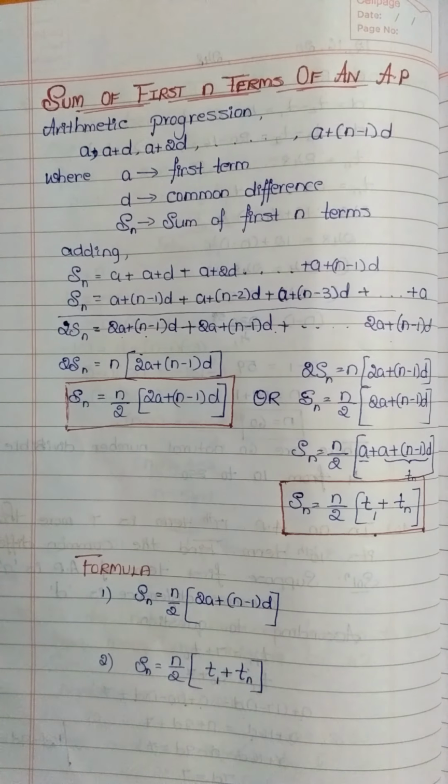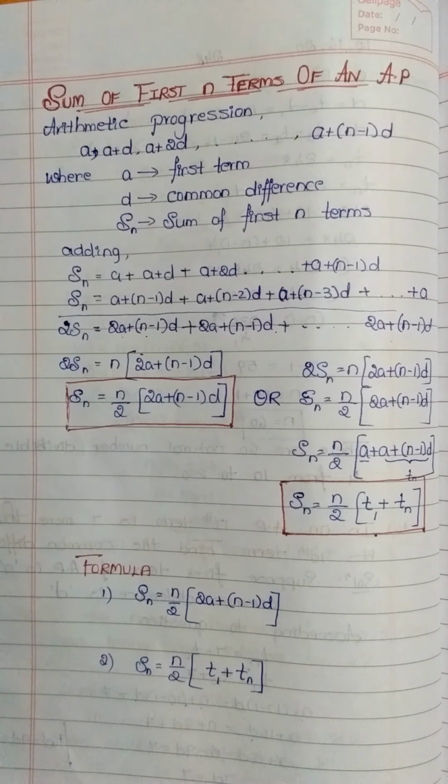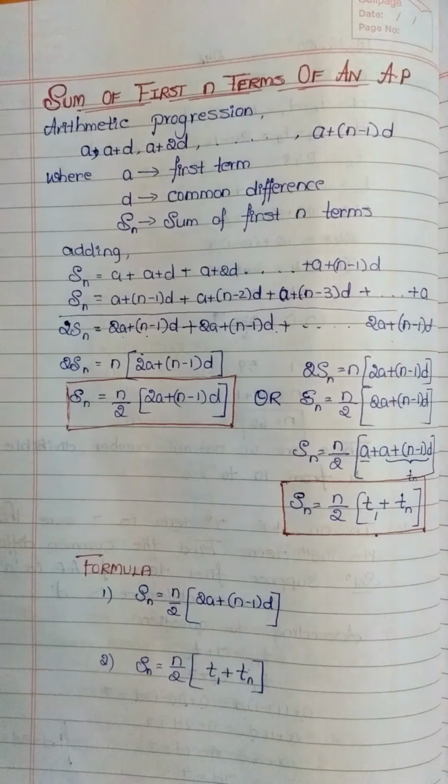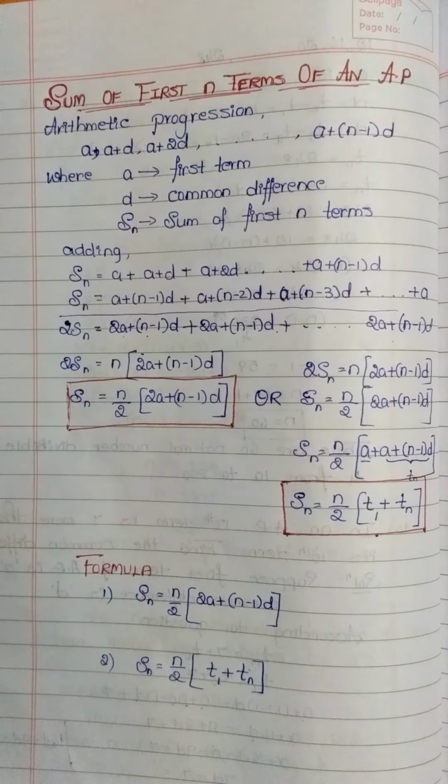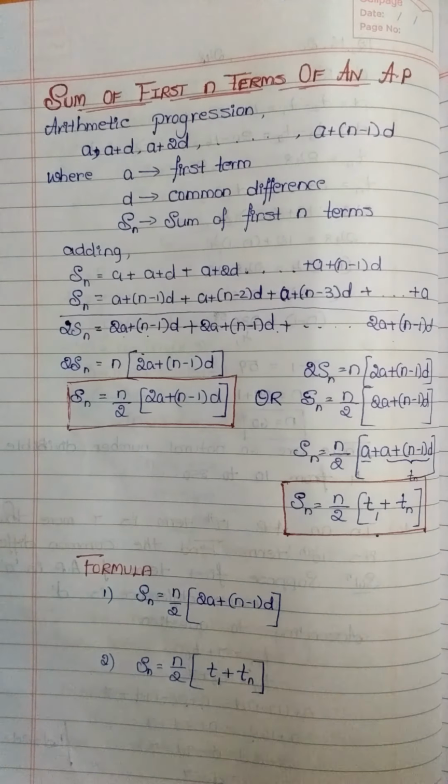Why do we need this Sn formula or sum of first n terms formula? Because if there are 2 or 3 terms we can easily add. If there are so many numbers, or n numbers, then how can we add them? So to make it easy, we use the Sn formula. Which one is the Sn formula, or sum of first n terms of an arithmetic progression formula? Let's know.